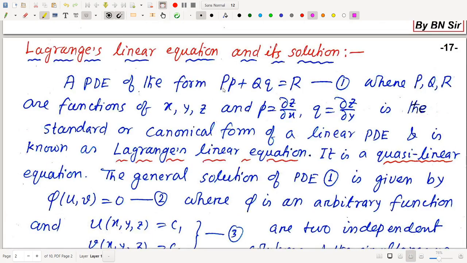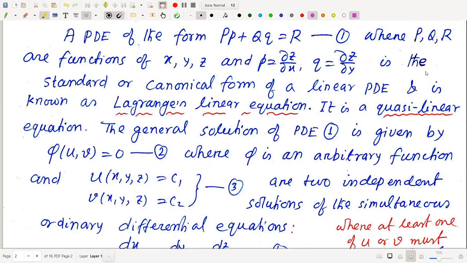Now, Lagrange's linear equation and its solution. A PDE of the form capital P into small p plus capital Q into small q equal to capital R, where small p and q are as usual del z by del x and del z by del y, and capital P, Q, R are functions of x, y, z, is the standard or canonical form of a linear PDE and is known as Lagrange's linear equation. It is actually a quasi-linear equation.